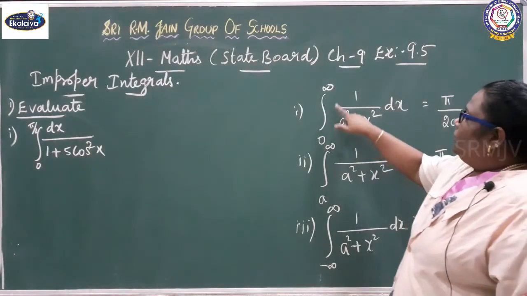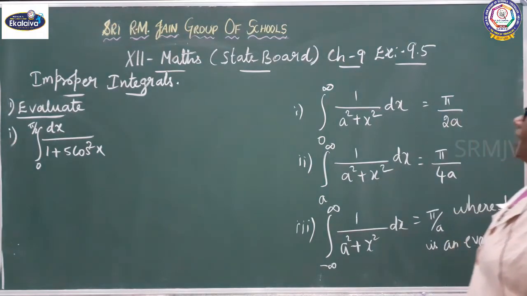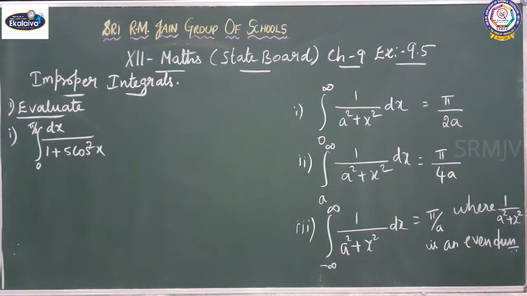Integral 0 to infinity 1 by a square plus x square into dx equals pi by 2a. Integral a to infinity 1 by a square plus x square into dx equals pi by 4a. Integral minus infinity to plus infinity 1 by a square plus x square into dx equals pi by a, where 1 by a square plus x square is an even function.